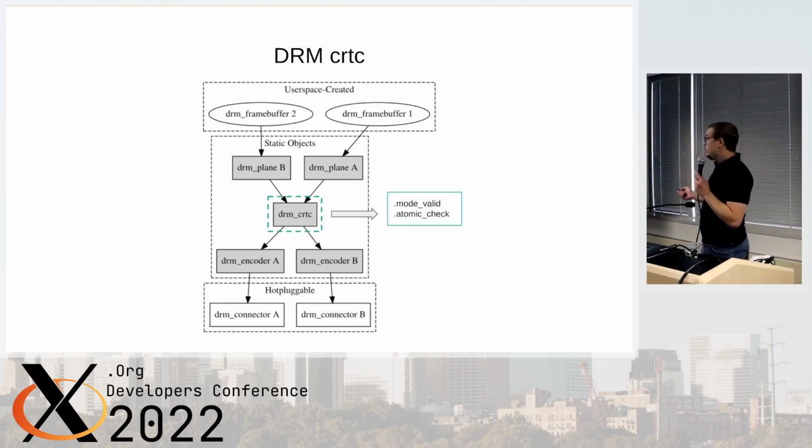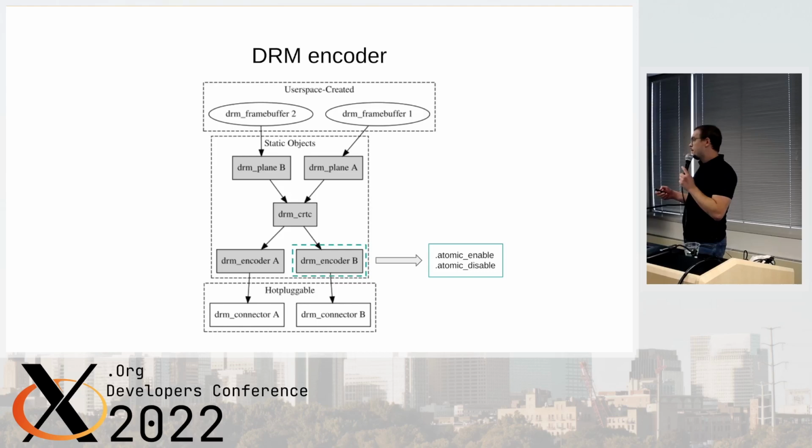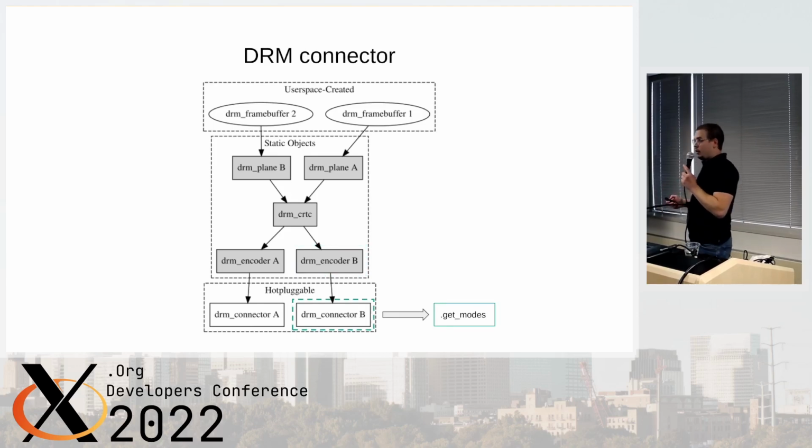For the CRTC, it's similar. You need to define, for example, a mode valid to check that the mode is valid, or an atomic check to check that the atomic mode setting is correct. For the encoder, you also define an atomic enable and disable to enable or disable an encoder. And for the connector, you need a get modes that lists the resolutions that are supported by the screen. In the case of the Solomon chips, you only support a single resolution. That's hard coded. But for example, if you had an HDMI monitor, then you would get that using EDID.